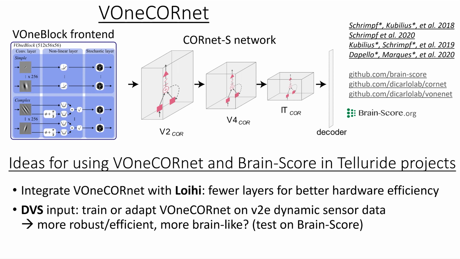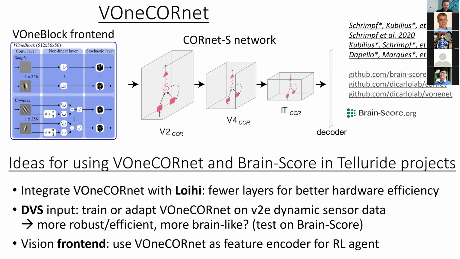If you build models, especially large-scale models that are trained on ImageNet or something comparable, I would encourage you to test it on BrainScore. We can very easily tell you how brain-like it is. And finally, you might want to use this kind of model as just a generic feature encoder, as a vision front end for an RL agent that you then test downstream.